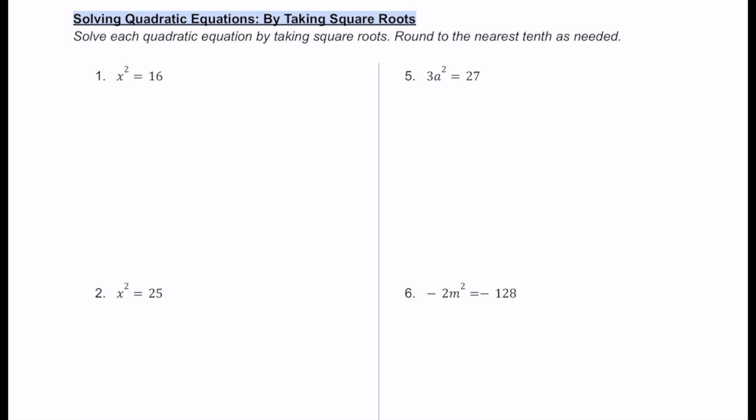Let's practice solving quadratic equations by taking square roots together. Just so you're aware, for some of these practice problems, we're not going to get nice answers, so we're either going to round to the nearest tenth as needed, or we're going to write the exact radical instead.